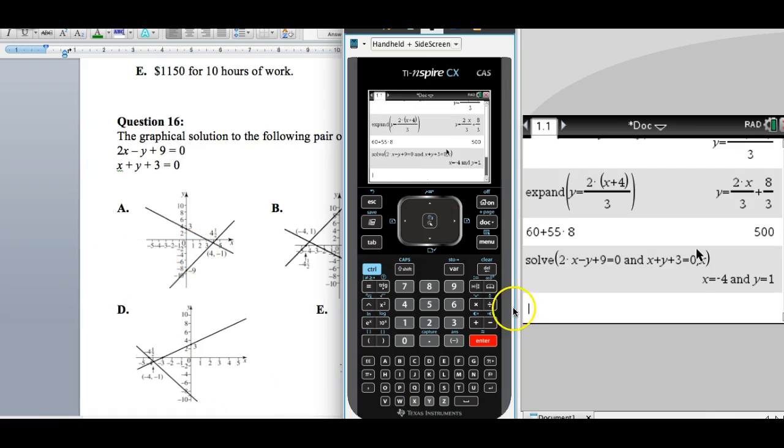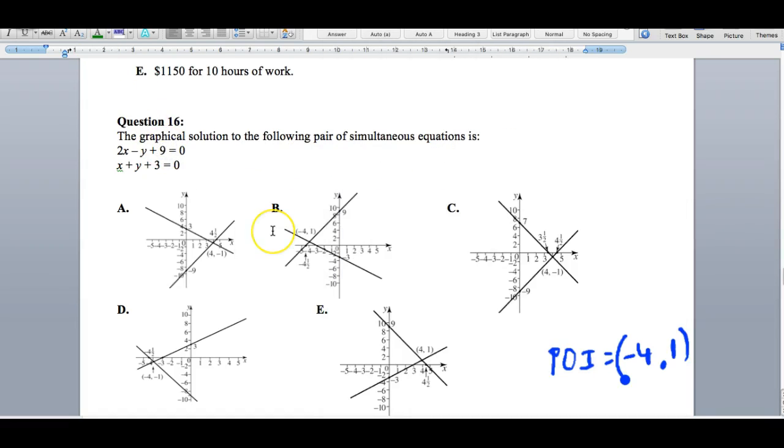So we have the coordinates -4 and 1. The point where these two lines cross is what we call the point of intersection. So I'm going to write POI is at -4, 1. Now I can go back to my question and see which ones have that crossing point, using process of elimination. A crosses at 4.5, so it's definitely not that one because we want -4. This one crosses at -4, good, and 1, awesome. So I don't even have to look at C, D, and E.